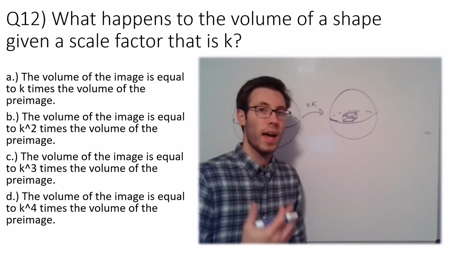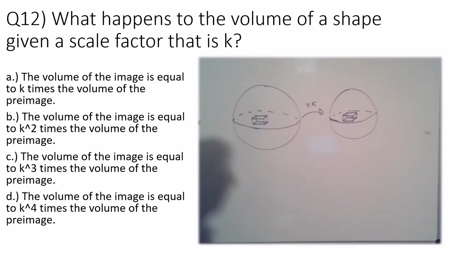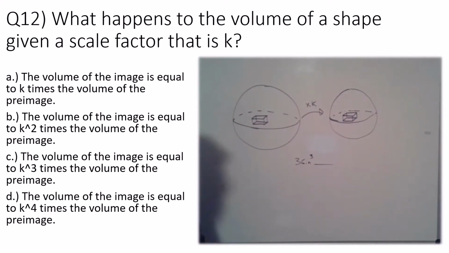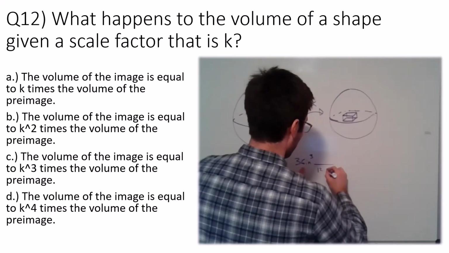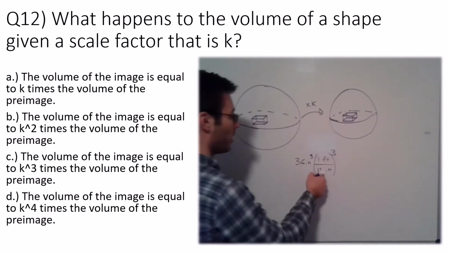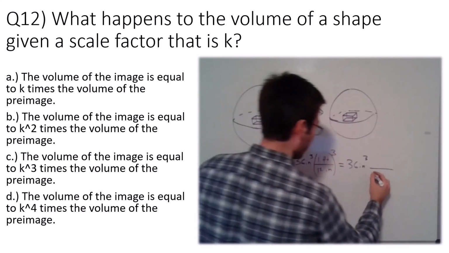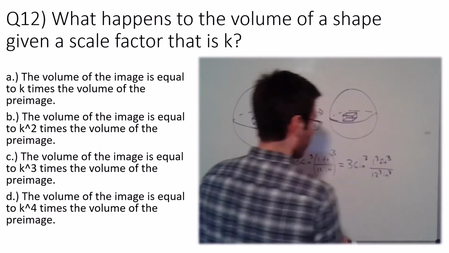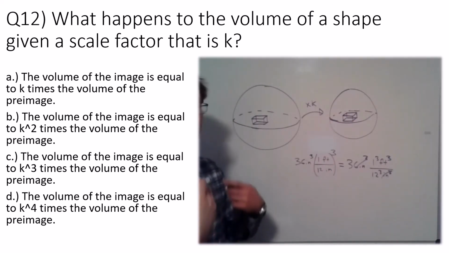Now this question is wanting to know what happens to the volume of a shape given a scale factor K. So what happens to the volume of the shape? Let's say you have a volume that is 36 inches cubed and you want to figure out how many feet that is. You know that 12 inches are in 1 foot. This is why you end up cubing the term here. You have your units: 12 inches cubed is 12 cubed inches cubed, and 1 foot cubed is 1 cubed foot cubed. To convert between these, it's the same concept. This is why you're cubing your values.